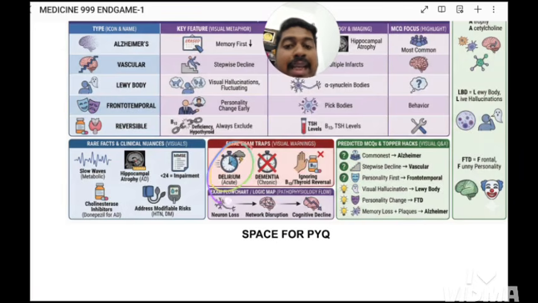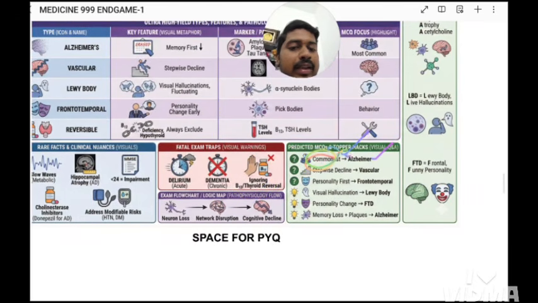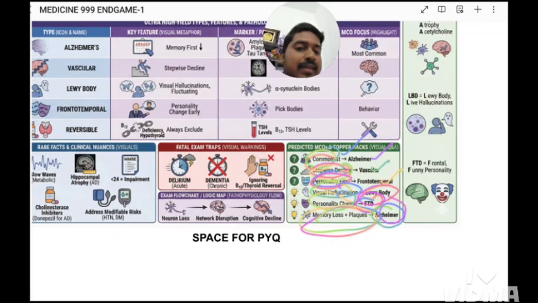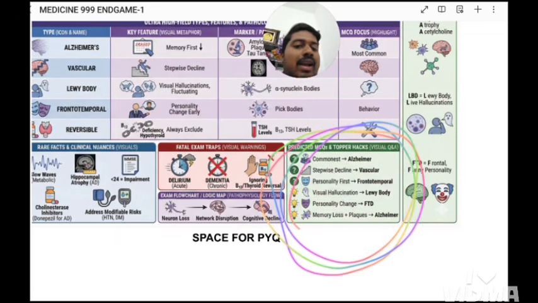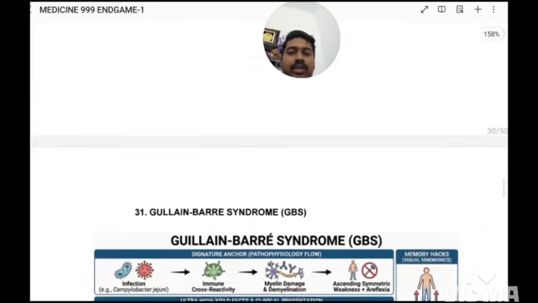Yes. So very important, delirium is acute. Dementia is chronic. Delirium is acute, dementia is a slow progression, and then there are some reversible causes which you should know. So which is the commonest type of dementia? Alzheimer's. Very good. Stepwise decline is seen in which? Vascular. Personality affected is in frontotemporal. Visual hallucination in Lewy body. Personality change in FTD, that is frontotemporal, and memory loss and beta amyloid plaques will be seen in Alzheimer's. So this single table will have everything that is required for you to solve MCQs. Okay, so there shouldn't be any confusion.